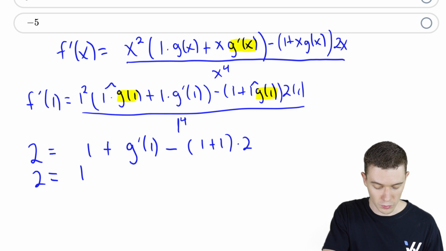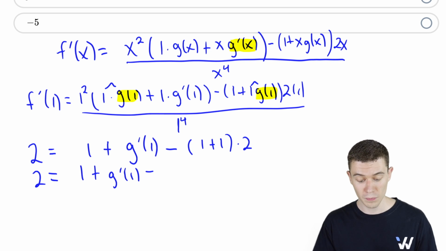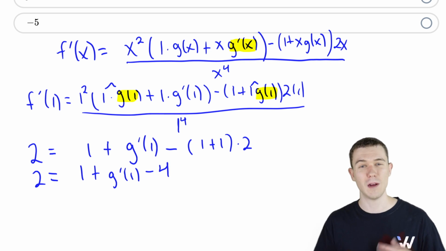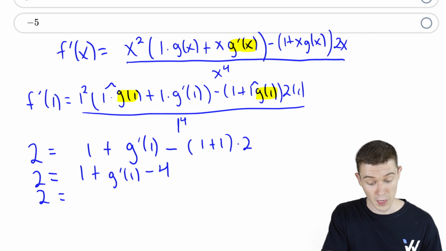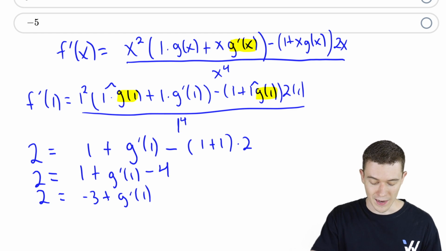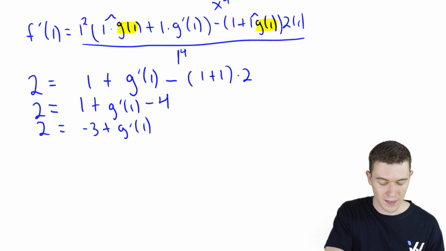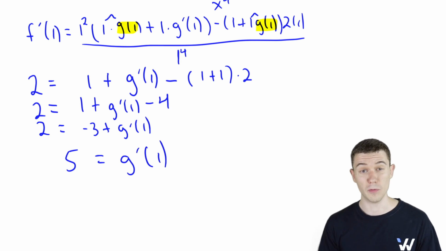So things are getting clearer. It looks like 2 equals 1 plus g prime of 1 minus, well, 1 plus 1 is 2, times 2 is 4. Now we'll just algebraically solve this. It looks like 2 equals, well, 1 minus 4 is minus 3, plus g prime of 1. Add the 3 to both sides. I think we're going to finally get 2 plus 3 is 5. 5 is what g prime of 1 is.